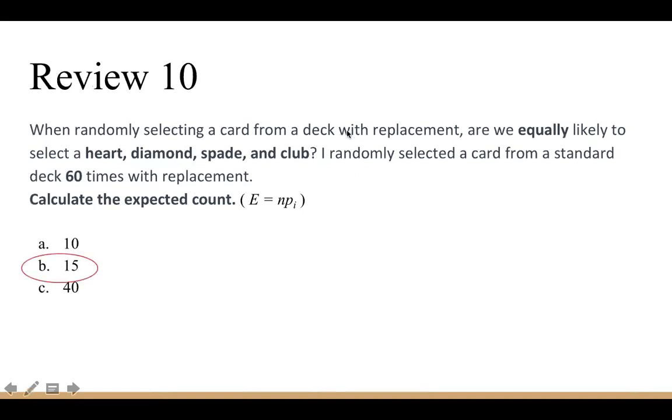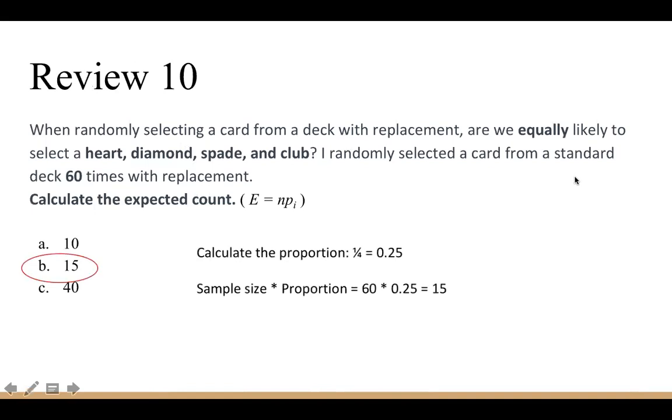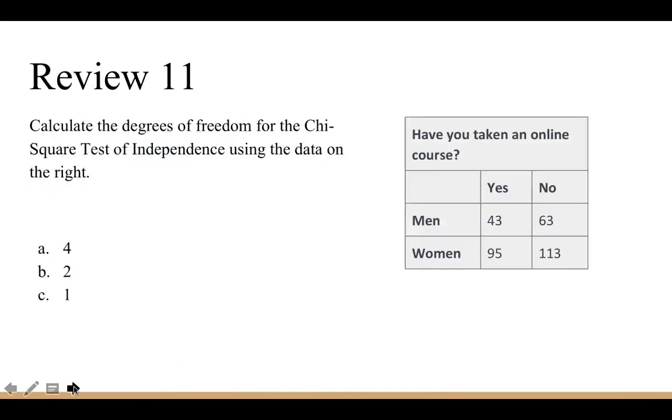Okay, great job. So yes, B is our answer here. We first want to calculate our proportion. We have 4 options here: heart, diamond, spade, and club. So there's a 25% chance that we would select one of those. So 0.25 is our proportion here. And then we just multiply that by our sample size of 60 and we get 15. So great job.